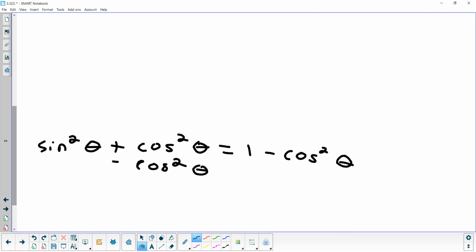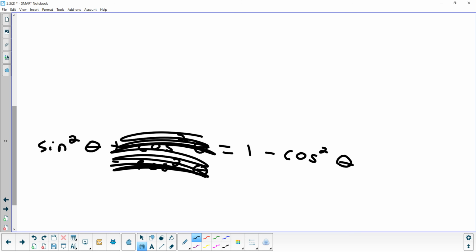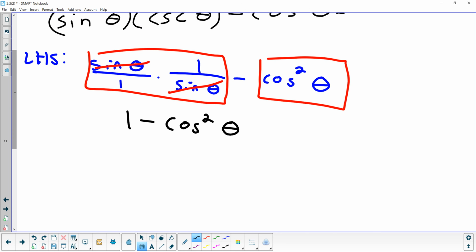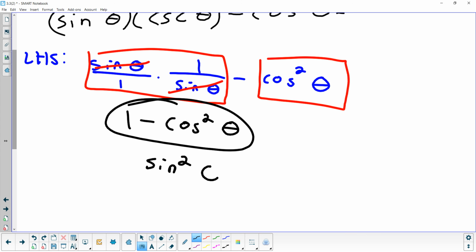If I subtract it from the left, it cancels out. And if I subtract it from the right, I have 1 minus cosine squared. What does that equation say 1 minus cosine squared equals? What's on the left? Yeah, sine squared of the angle. Pythagorean identity number 1 says that 1 minus cosine squared will equal sine squared. So I can change this to sine squared. That's Pythagorean identity number 1.